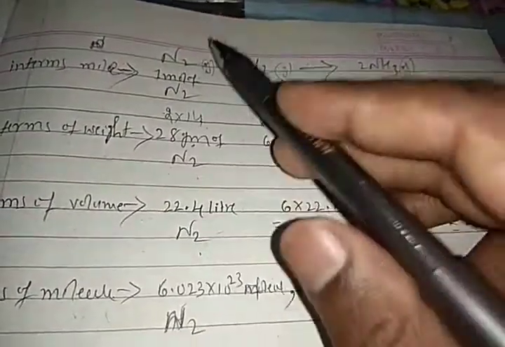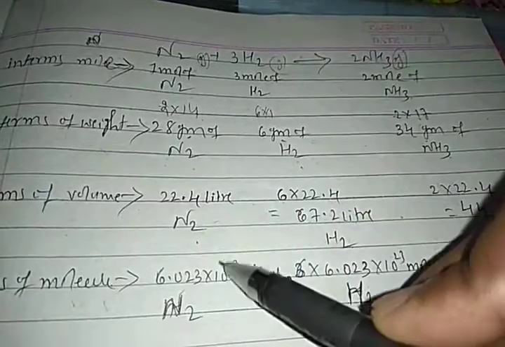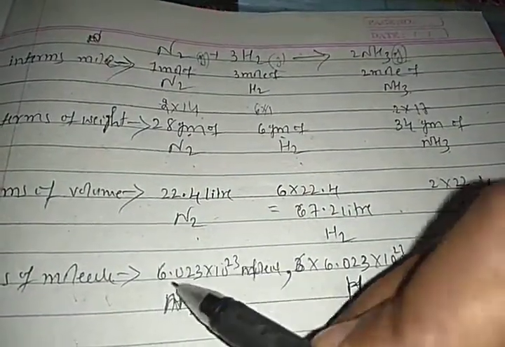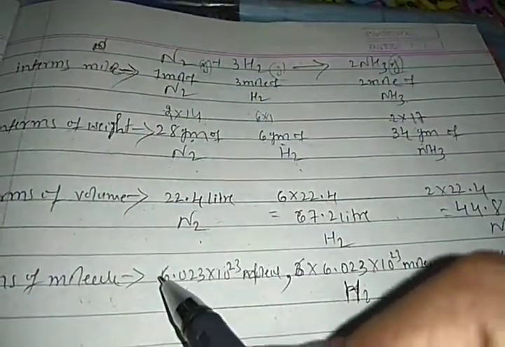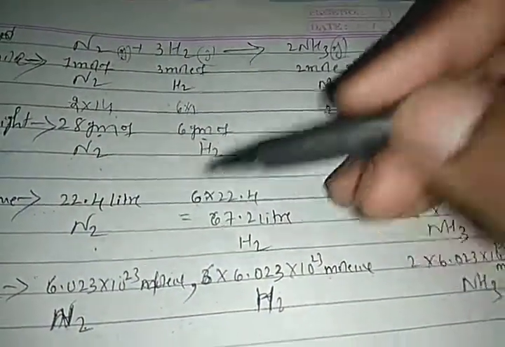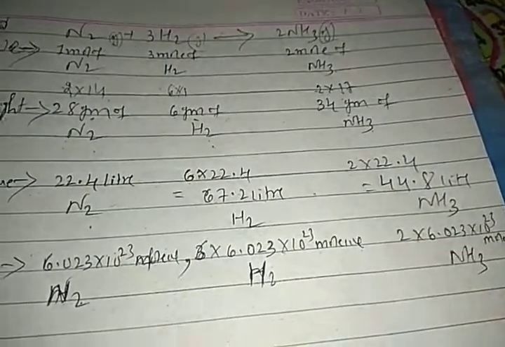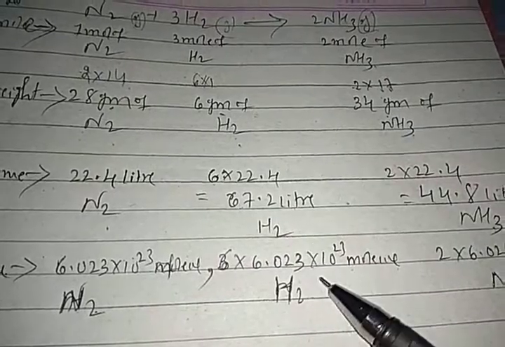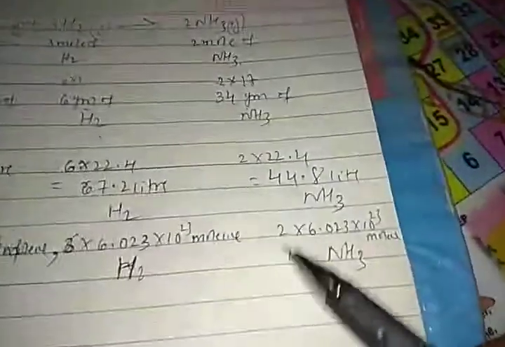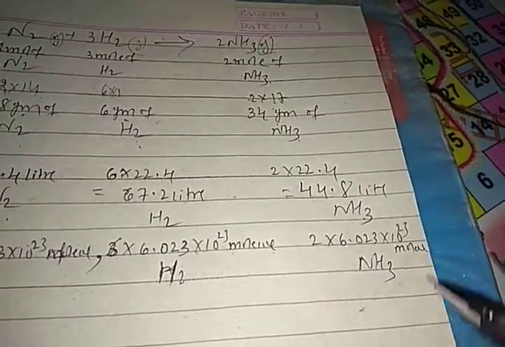So in terms of molecules, how do we write it? 1 mole means 6.023 into 10 to the power of 23 molecules. So 1 mole of nitrogen means 1 into 6.023 into 10 to the power of 23 molecules of nitrogen. How many hydrogen? 3, so 3 into 6.023 into 10 to the power of 23 molecules of hydrogen. And for ammonia, 2 into 6.023 into 10 to the power of 23 molecules of ammonia. So in terms of molecules, we have to convert in this form.